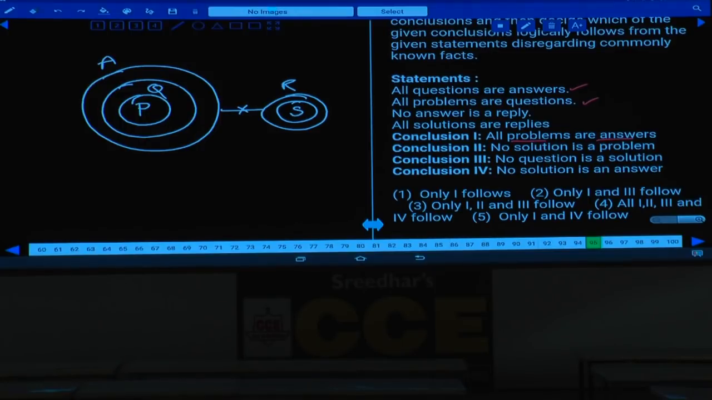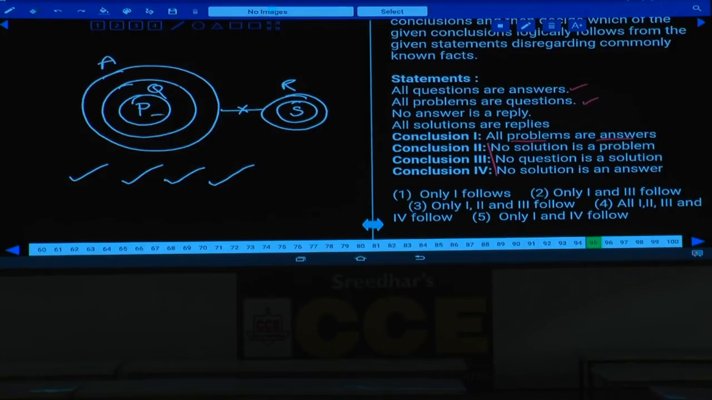All problems are answers, definitely true. And next one, no solution is a problem, that is definitely true. No question is a solution, that is also definitely true. No solution is an answer, that's also definitely true as of now. Then among this, now these three conclusions are what? Negative conclusions.